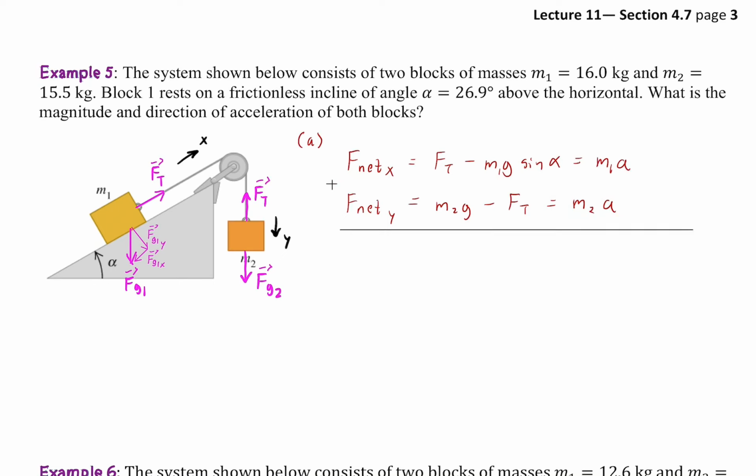I'm just going to add them together. That's what I'm showing here. When I add them together, I get this. Tensions are going to cancel. Now solve for a.